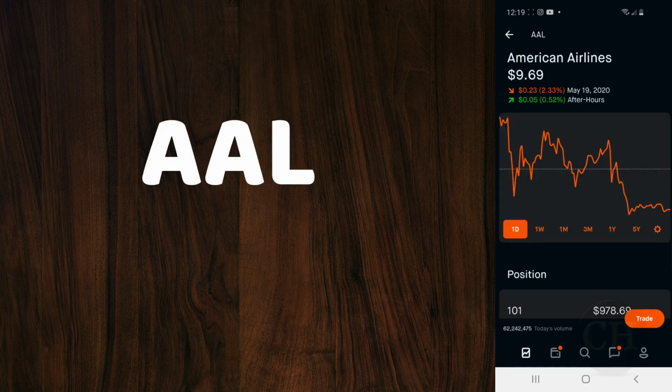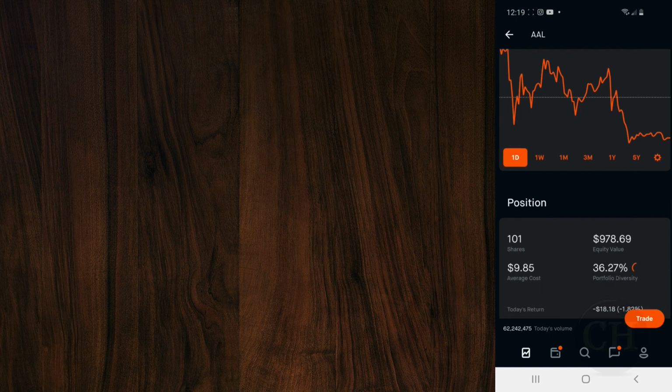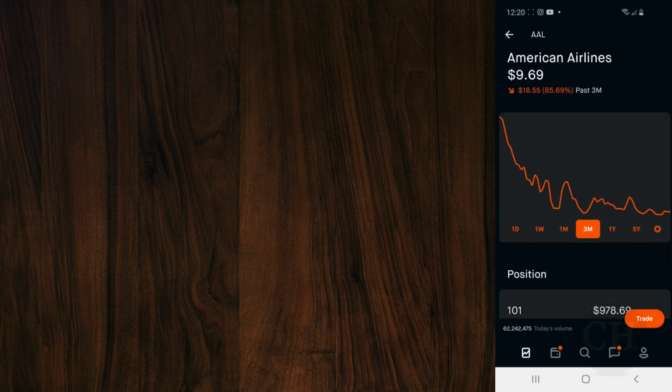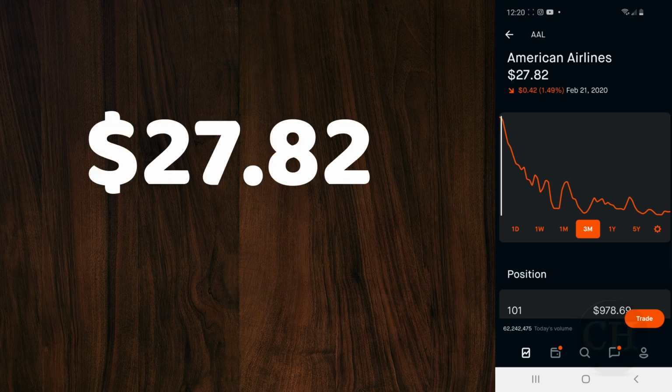American Airlines, okay? This is a stock that I already own 101 shares of. I'm actually down a little bit in this particular stock, but it's okay. I like to look at the last 3-month trail of where the stock was trading 3 months ago. 3 months ago, on February 21st, this stock was trading at $27.82 per share. So I like that number.